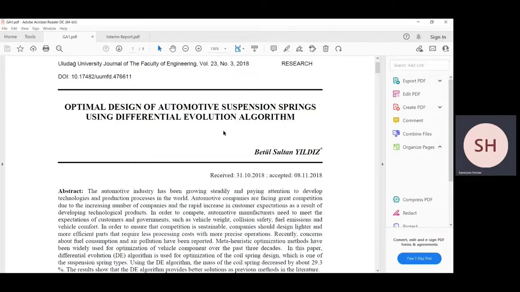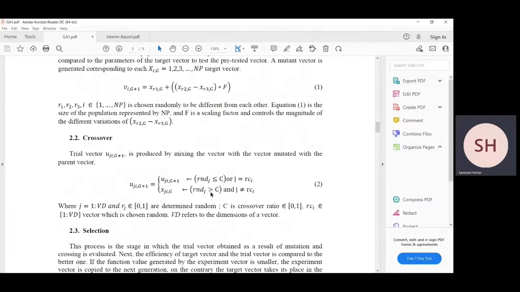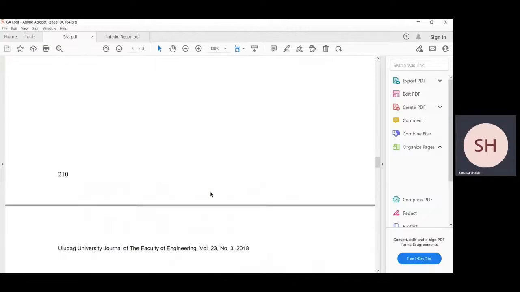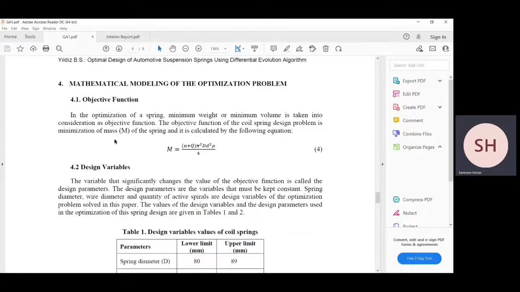So helical springs are present in every aspect of mechanical engineering. So optimizing its design has a very significant engineering interest. Minimizing the weight of the helical spring will reduce the manufacturing cost as well as the waste of materials. So we are trying to implement this paper, which is optimal design of automatic suspension springs using differential evolution algorithm.